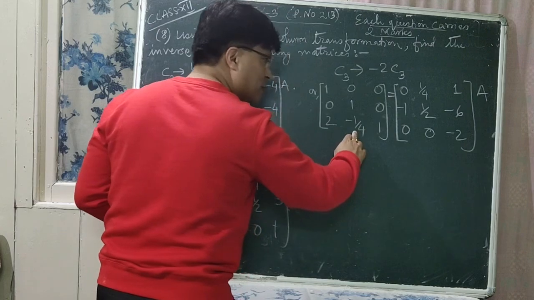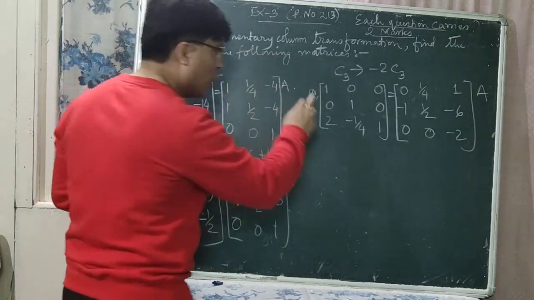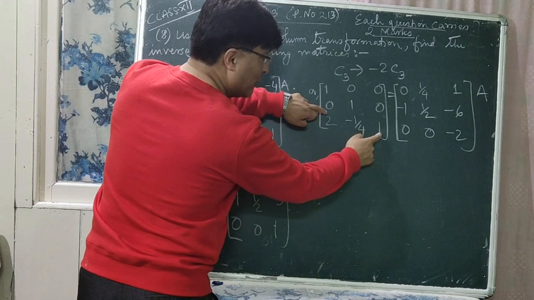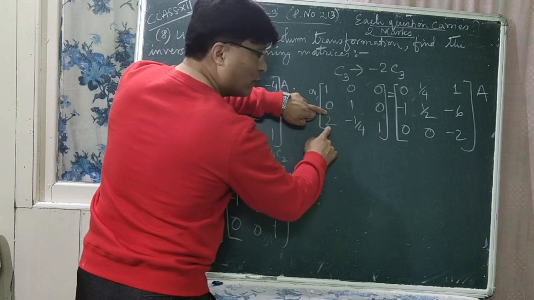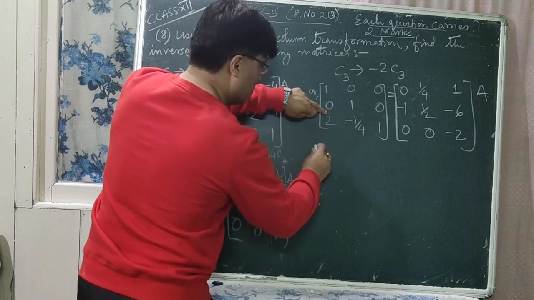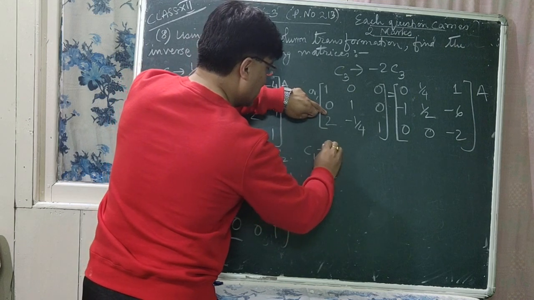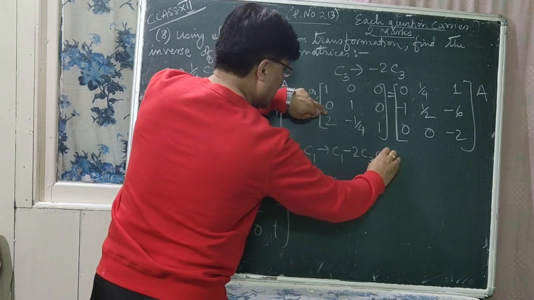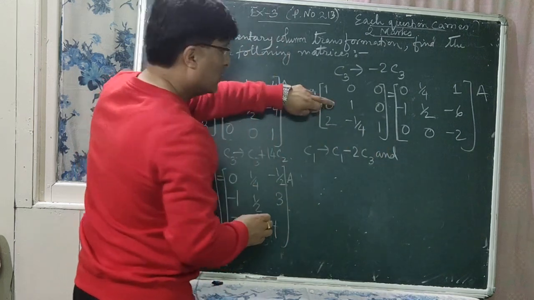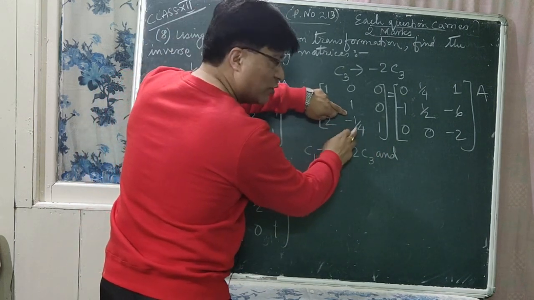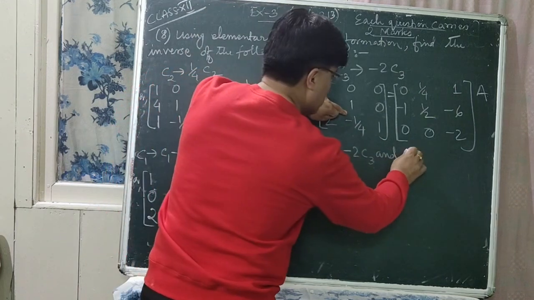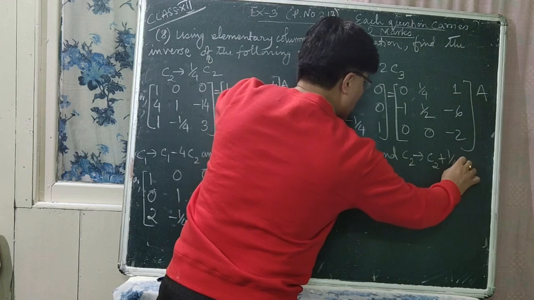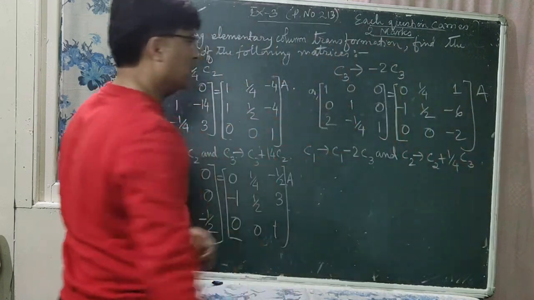Horizontally you should make this minus 4, 0 and 2 as 0. How can you make this 2 a 0? Since there is 1 here, you multiply 1 by 2 and subtract it from column 1, so that this 2 will be 0. That is C1 minus 2C3. And what is the next one? Now you should make this minus 4 a 0 using column 3. So C2 arrow, C2 plus 1/4 C3.